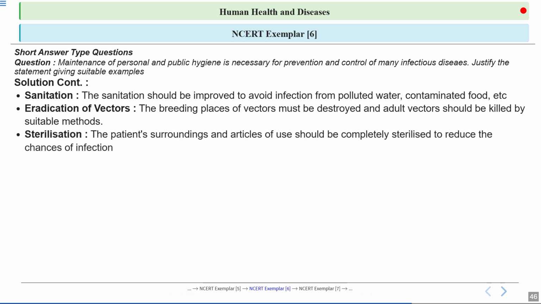Now next one is sterilization. Sterilizing the patient's surroundings and their personal items helps prevent the spread of infections to others.